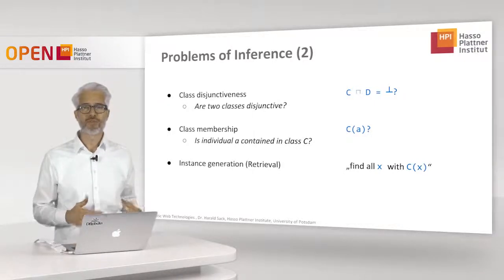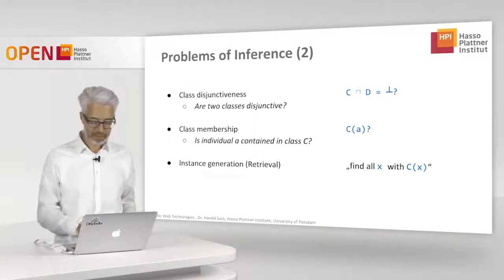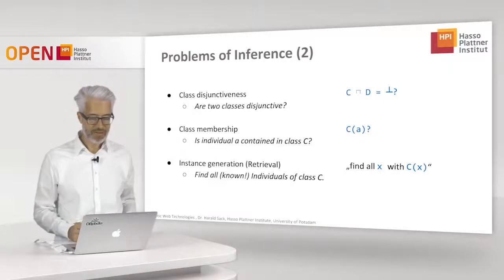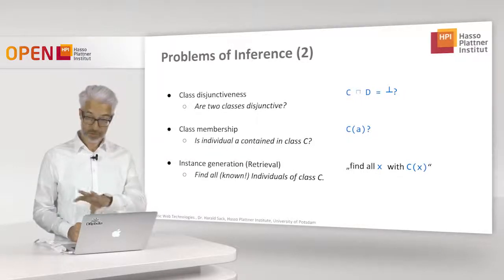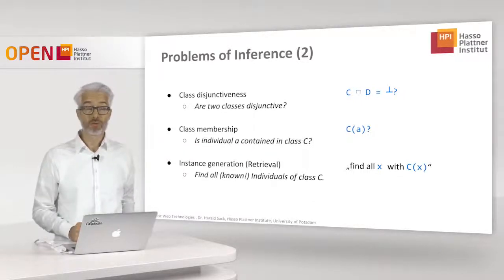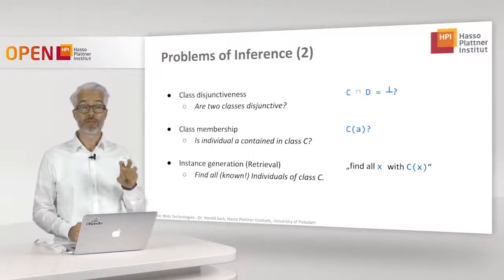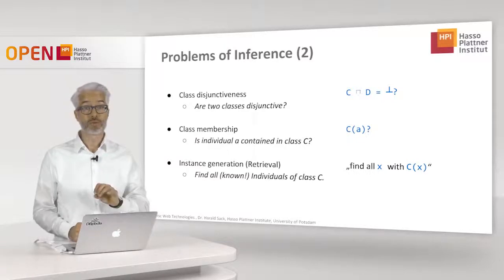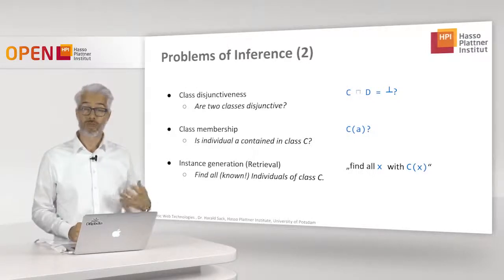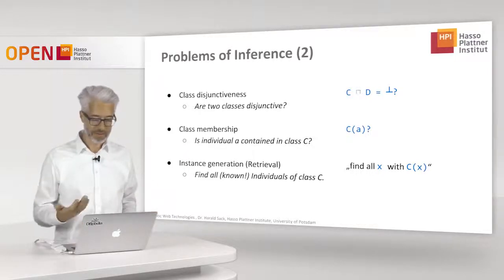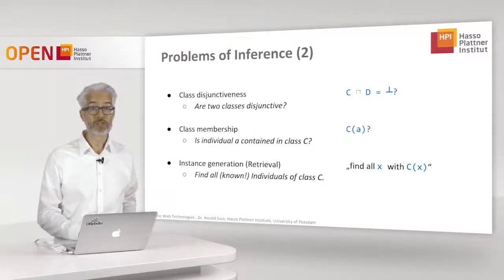So we want to find all individuals X for which it holds that X is a member of the class C. This means find all known individuals of class C. Why I'm writing "known" here, you will see soon. It has to do with the so-called open world assumption, which we will deal with in the next part of the lecture, and which is also a distinct property of description logic. So in class generation, or in this retrieval example, you just try to find out which are all the individuals which are in that class. This is some kind of class extension rule.